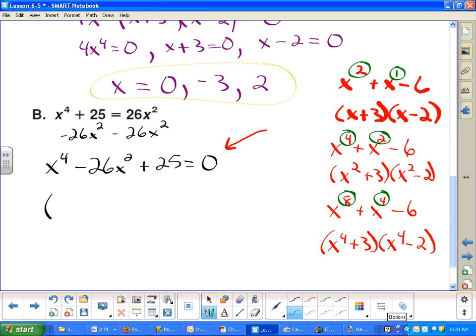So here, what are the factors of 25 that add up to negative 26? Negative 25 and negative 1. So this will be x squared minus 25 and x squared minus 1. So it factors just like the simpler ones. It's just that my middle term is going to determine the degree in my factors.